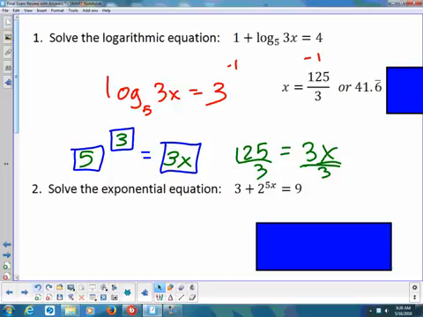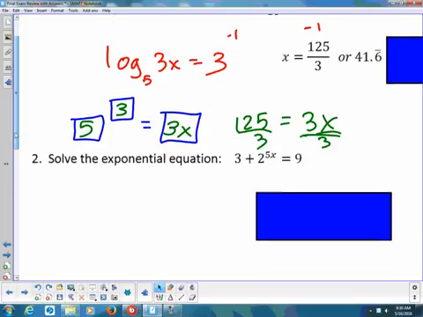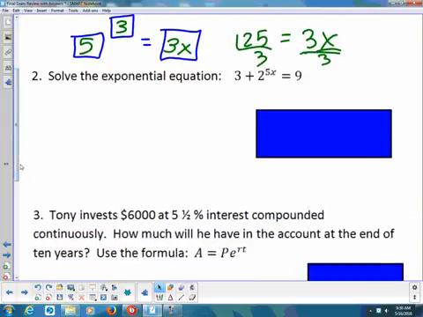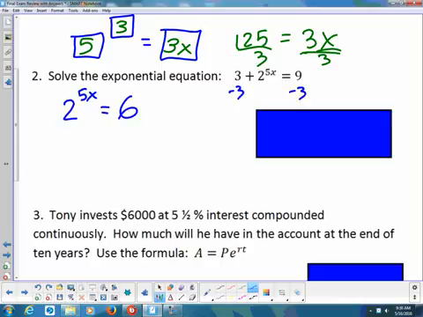All right, and how about number 2? Solve the exponential equation. For this one, what should we do as our first step here, Sam? All right, subtracting 3 from both sides. We get 2 raised to the 5x equals 6. And then what, Mackenzie?